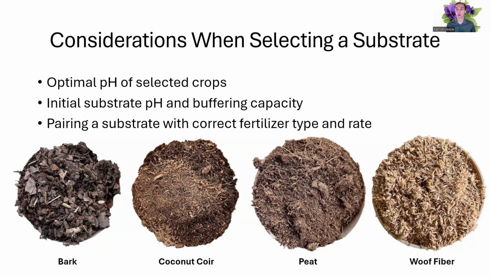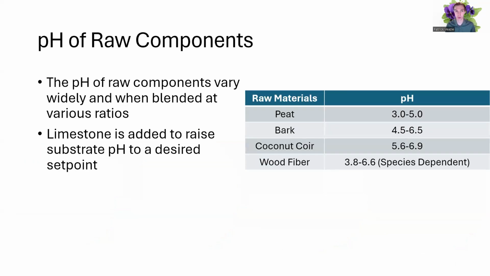Kind of looking into pairing your water quality with a substrate that's going to complement that is very important, as well as pairing it with the correct fertilizer type and rate. Not all substrates are created equally, so customizing your growing practices to match your substrate is very important. Shown here are some of the very popular growing components. We have bark, coconut coir, peat, and wood fiber. And you can't treat all of these the same, so modifying your practices to your substrate is very important.